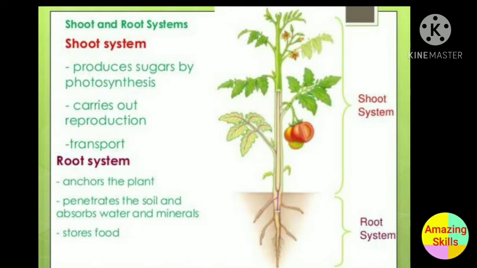Children, in previous videos we have discussed the parts of the plant. So the plant is divided into two systems. One is the shoot system, another is the root system. The part of the plant which is above the ground is called the shoot system. The part of the plant which is below the ground, that is under the ground, is called the root system.